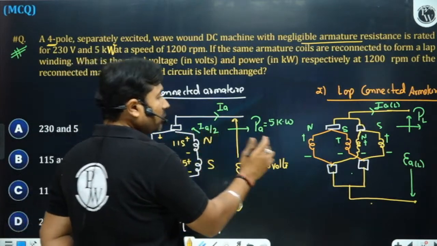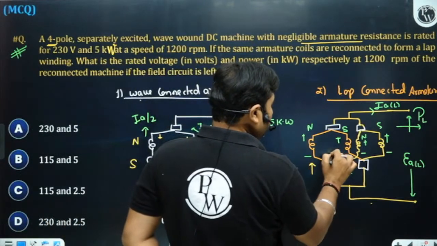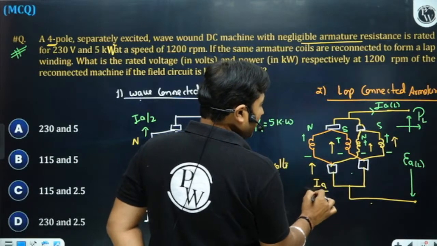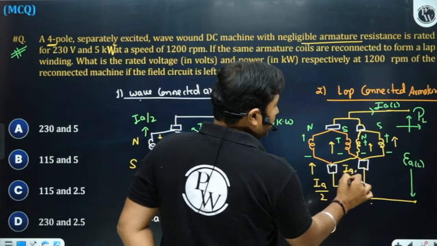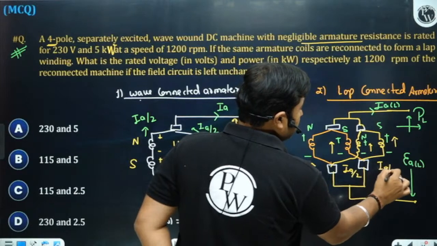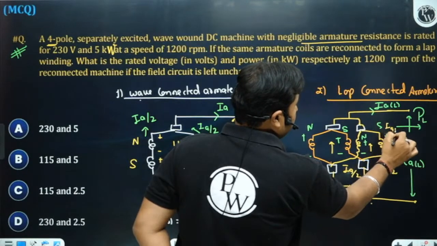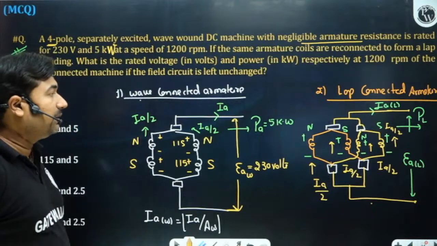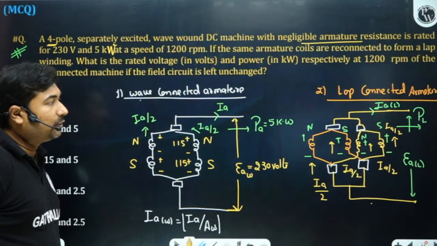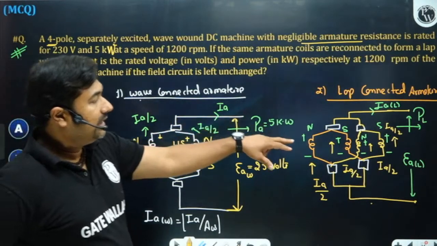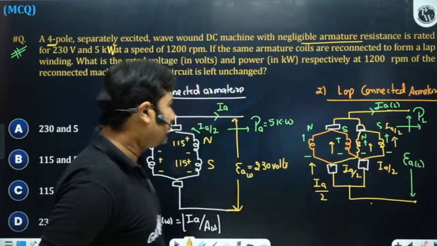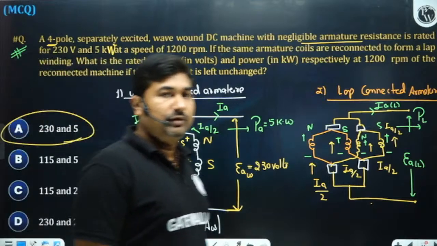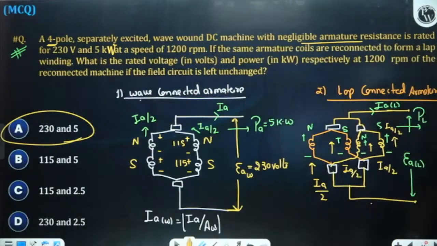If you observe the coil current is IA by 2, IA by 2, IA by 2, IA by 2, because coil will have a capacity to flow IA by 2 current depending upon the thickness. When you add all these four currents, it will become twice of IA. So twice of IA with half of the voltage, power will remain 5 kilowatt. Option number A is correct. How many of you are able to understand this question?